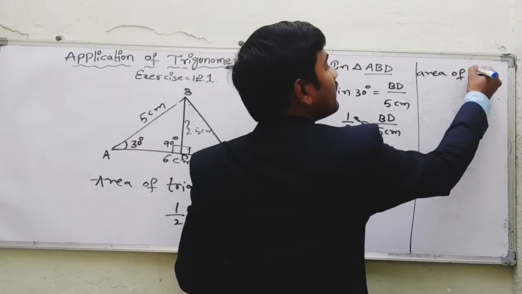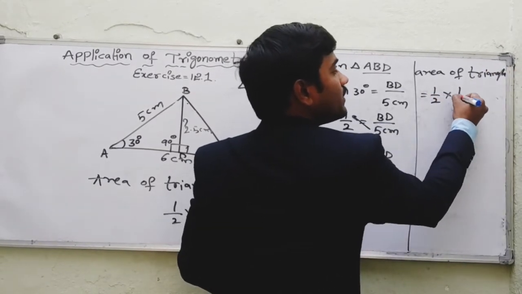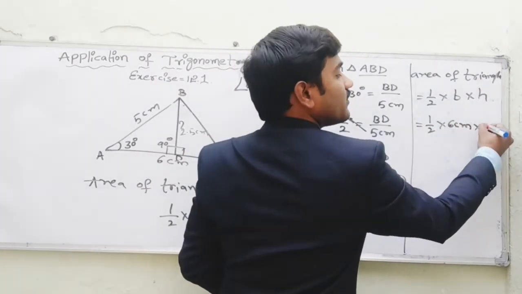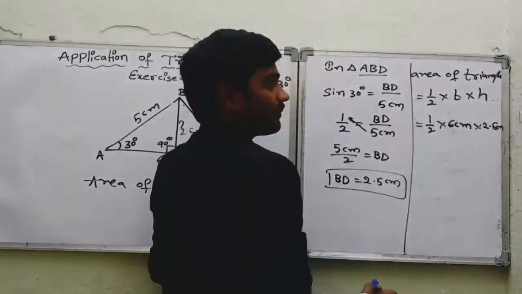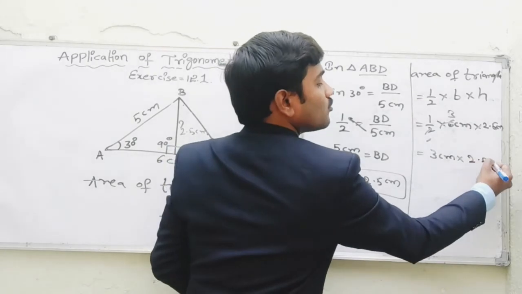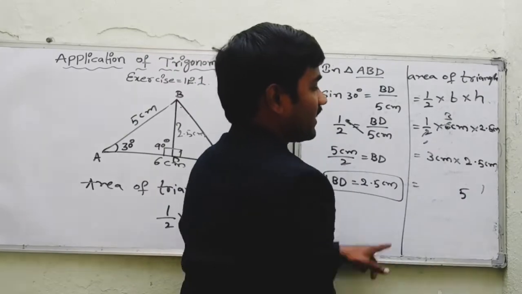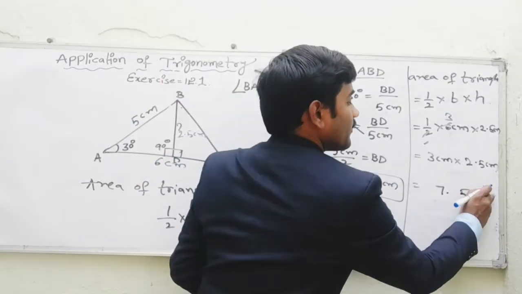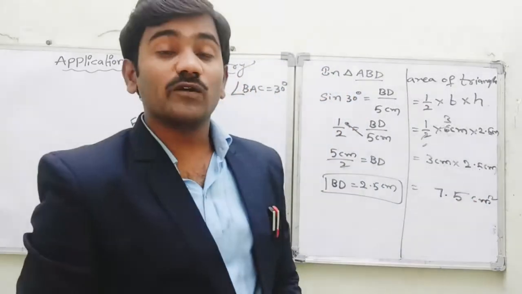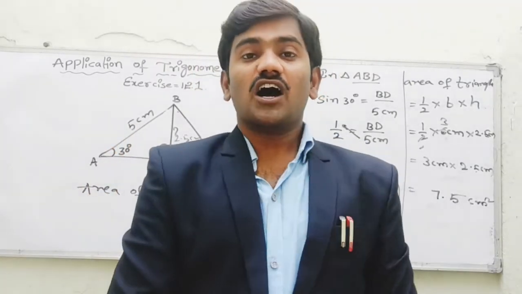Area of triangle equal to 1 by 2 into base into height. 1 by 2 into base 6 centimeter into height 2.5 centimeter. 2 ones are 2, 2 threes are 6, that equal to 3 centimeter into 2.5 centimeter. So let us multiply. 3 5s are 15, 1 carry. 3 2s are 6 plus 1, 7. 7.5 centimeter square. This is the area of the triangle ABC with the given measurements. I hope you understand this.